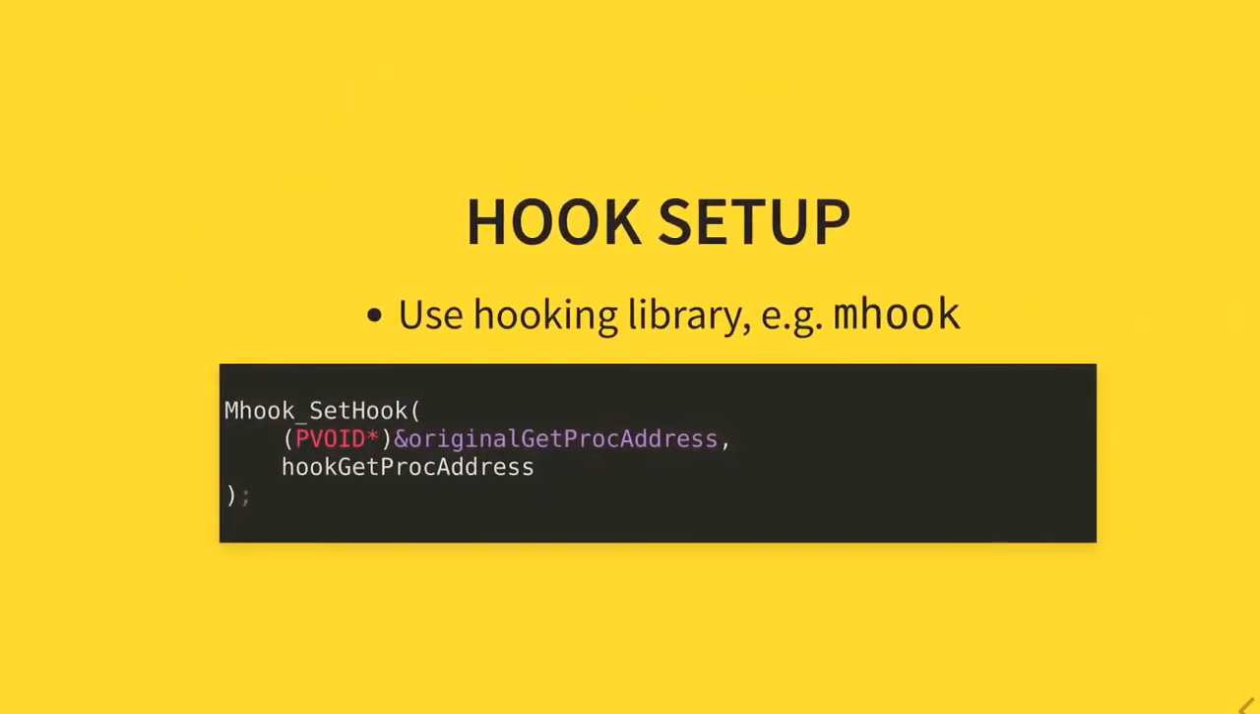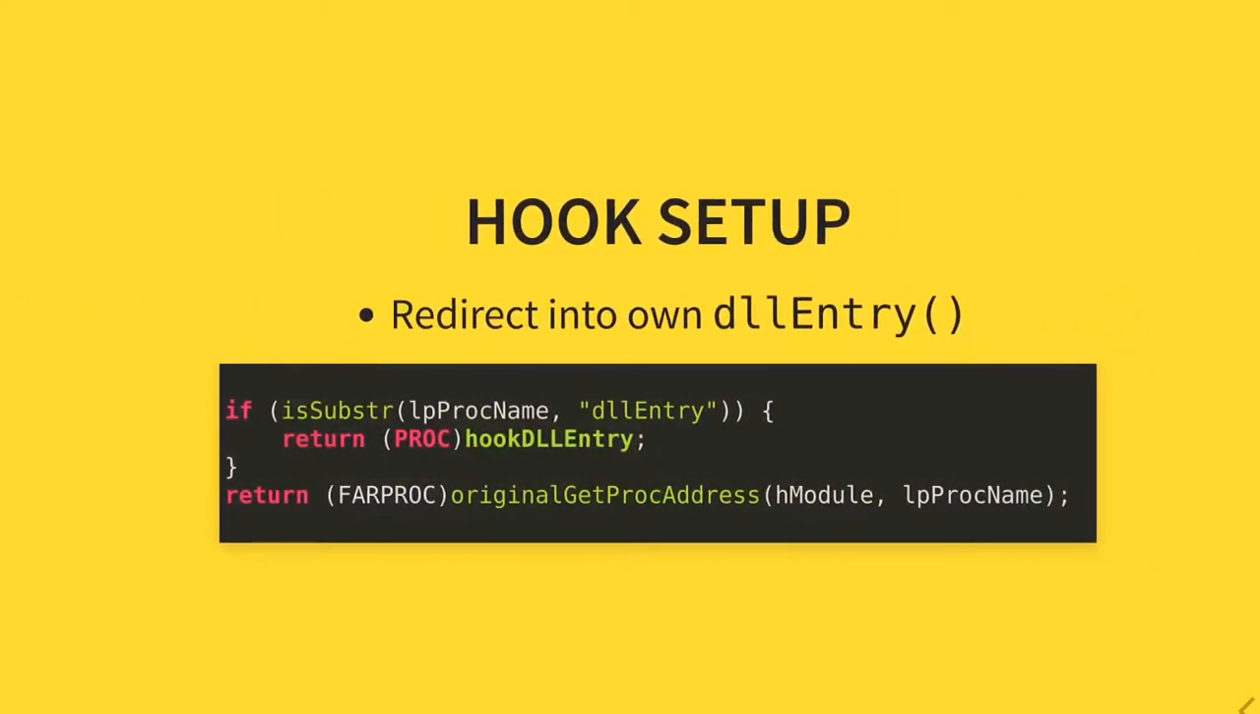For the hooks themselves, you can use a library like mhook, or you can implement this functionality yourself. I've used the mhook library for my project, and it has an API where you pass the original function address and the function that has to be called instead, and that's it. So now, with the call to getProcAddress being hooked, you can check whether DLL entry is being requested and you can replace the returned address with your own hook DLL entry function, and for all other cases you just call the original getProcAddress and let it handle the rest.